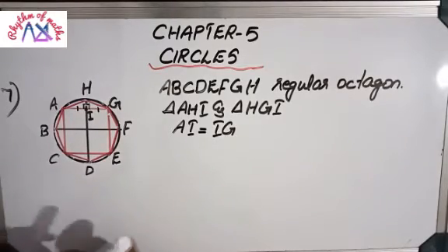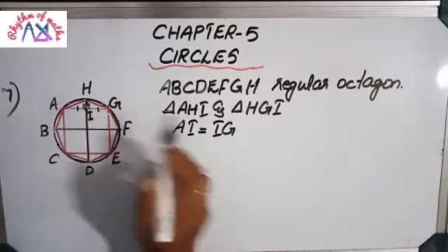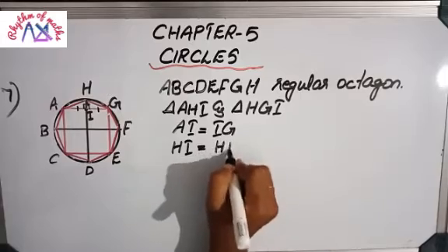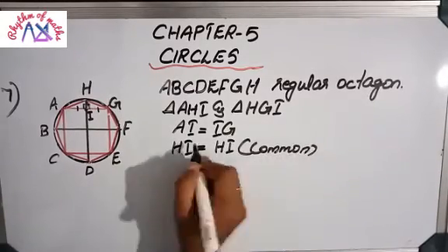Now next, HI. This line is a common side for these two triangles. HI equal to HI, that is common. Okay, second side.